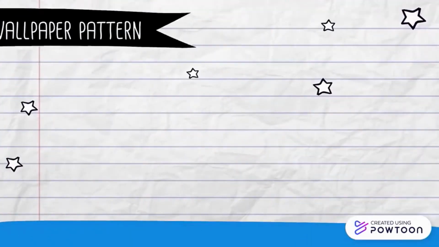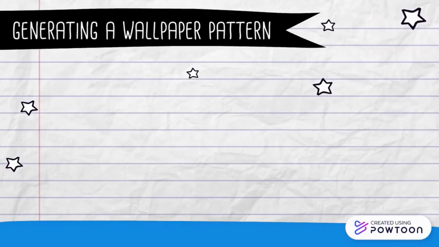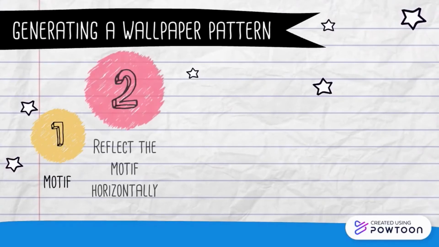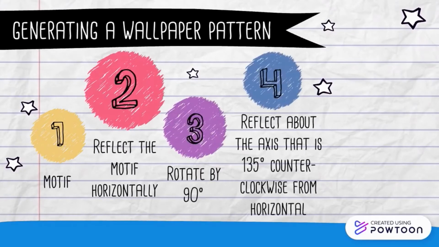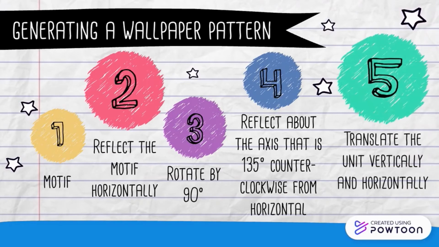So how are patterns on a wallpaper even made or generated? First, have a motif that will be repeated to make the pattern. Second, reflect the motif horizontally. Third, rotate it by 90 degrees. Fourth, reflect about the axis that is 135 degrees counterclockwise from horizontal. And lastly, translate the unit vertically and horizontally.